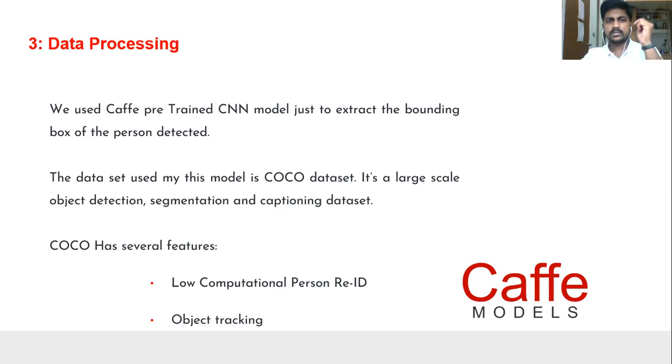Let's see the data processing. For this we use the pre-trained CNN model, which is trained on the COCO data set. This provides two contributions to the project. Contribution number one is tracking the object, and contribution number two is low computational person re-ID. These two contributions are provided by the Caffe model.